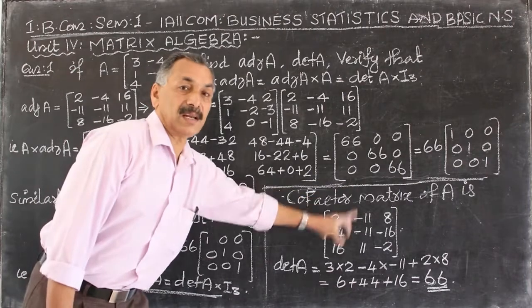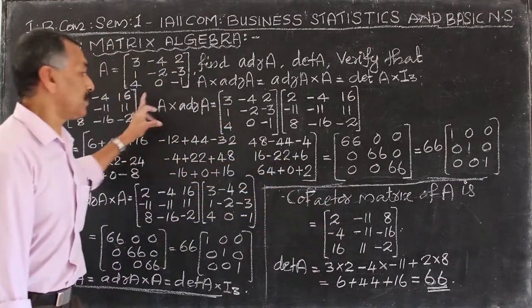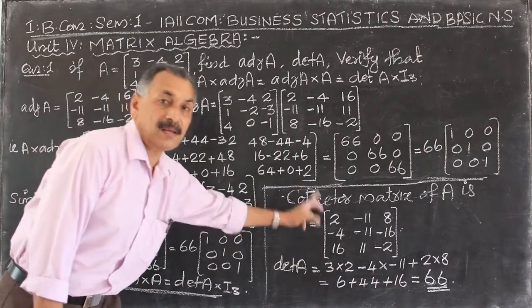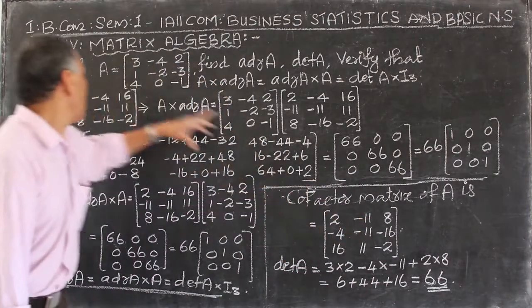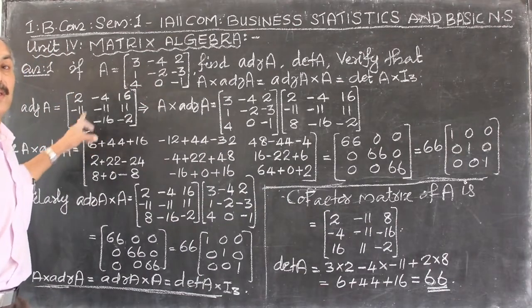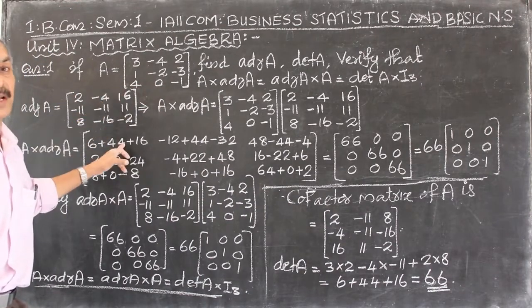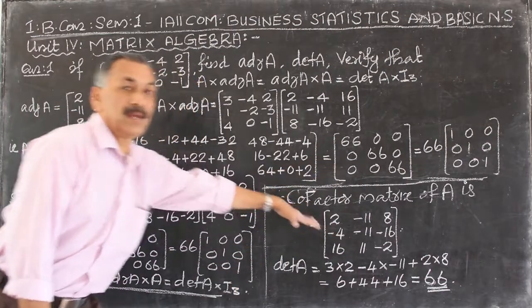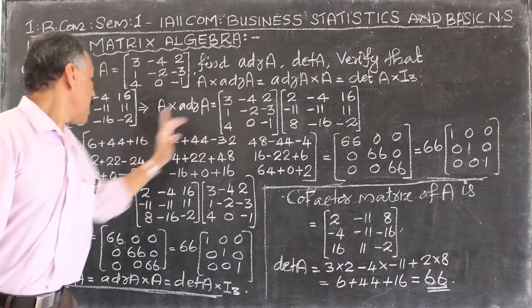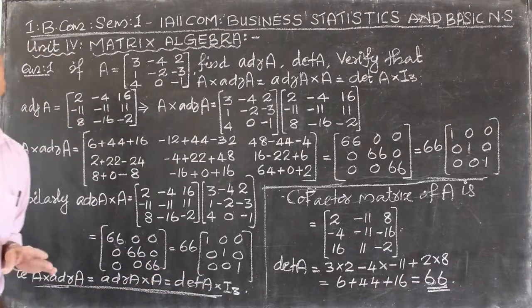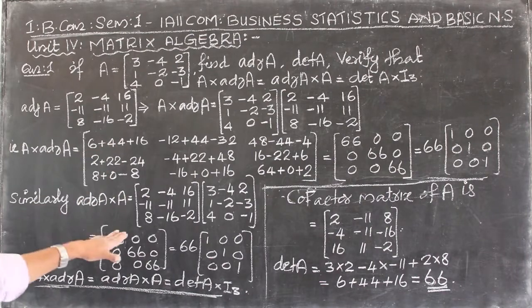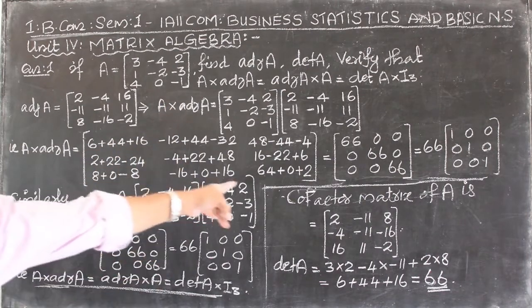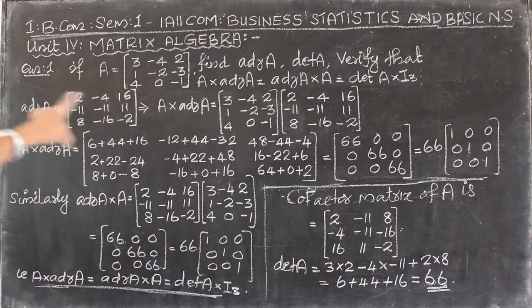Then the adjoint is the transpose of the cofactor matrix. In the end, A into adjoint A, adjoint A into A is equal to determinant of A into I3. I3 means the identity matrix of order 3. The same holds here.